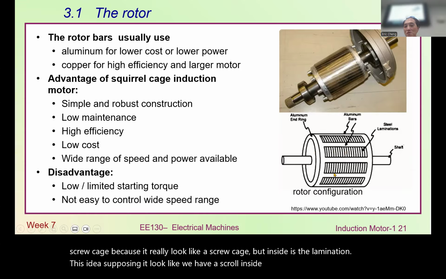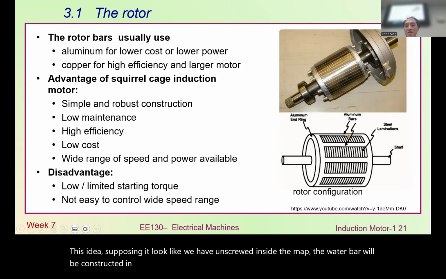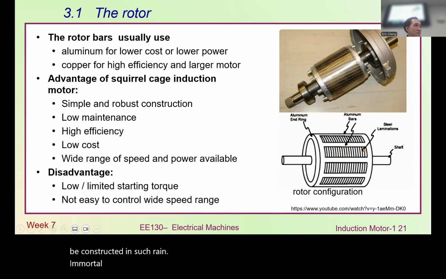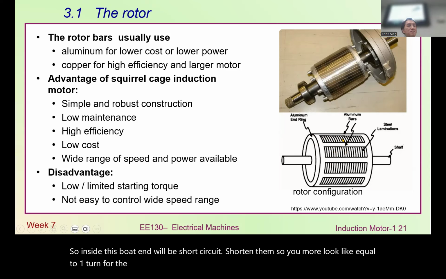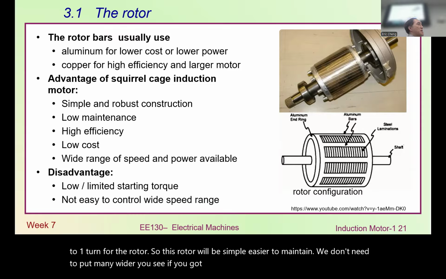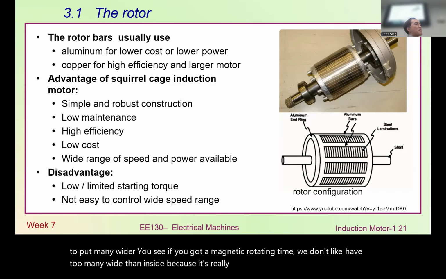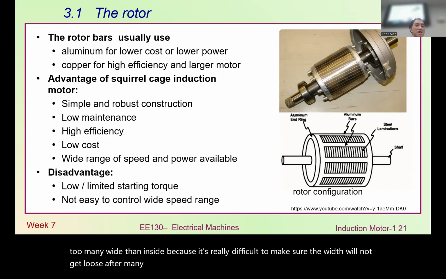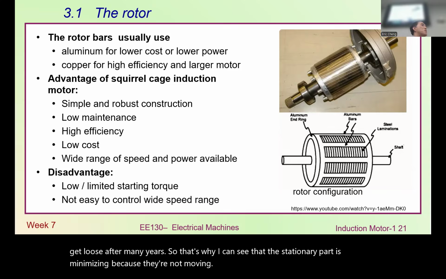The rotor bars will be constructed in a more longitudinal manner. Both ends will be short circuited, so it looks more like equal to one turn for the rotor. So this structure will be simple and easier to maintain. We don't need to put in many windings. If we have a magnetic rotating part, we don't like to have too many windings inside because it's really difficult to make sure the windings will not get loose after many years. So the stationary part has many windings because they're not moving, so we don't worry too much about it.